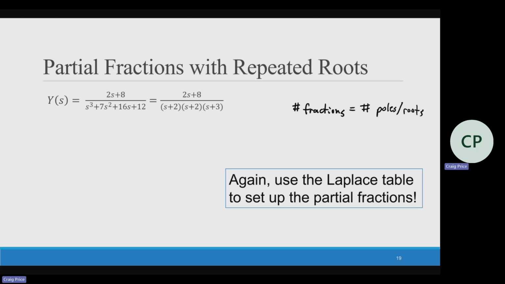Now, we don't see this too often, but let's say we had a repeated root. So I have a polynomial here. I can break it up. I have two of the same roots. I have an s plus 2 and an s plus 2 and an s plus 3. How do we set it up?